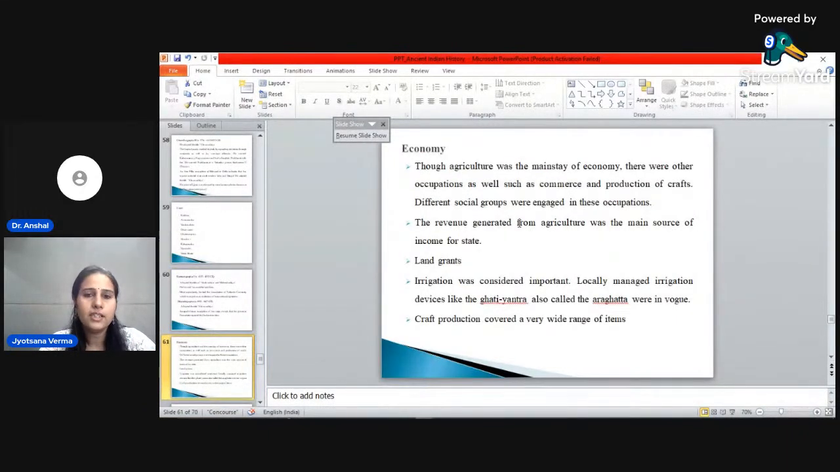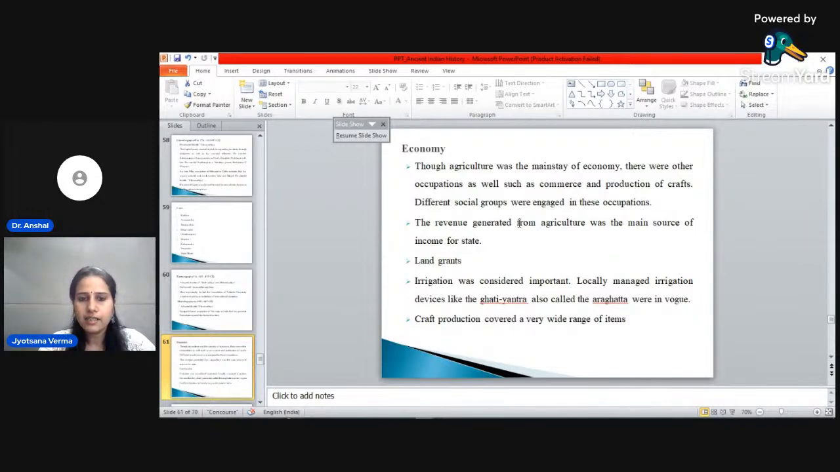The economy of this period was also an agriculture-based economy. There were some other occupations as well, commerce and production of craft. Different social groups were engaged in these occupations, and different social groups also emerged in the Gupta period. The revenue generated from agriculture was the main source of income for the state. Land grant was also one of the important features of this time period. Irrigation was considered important.